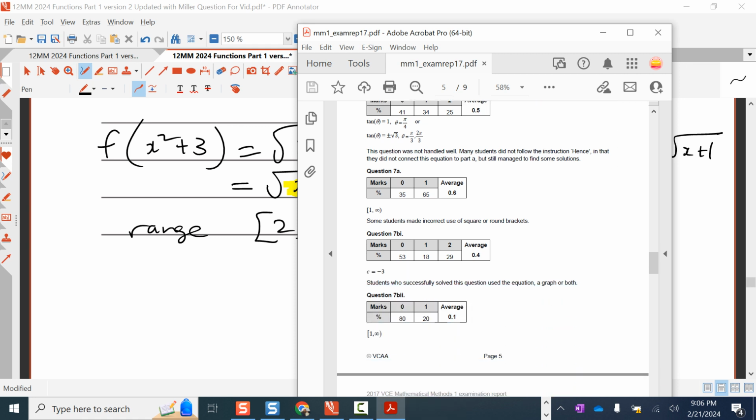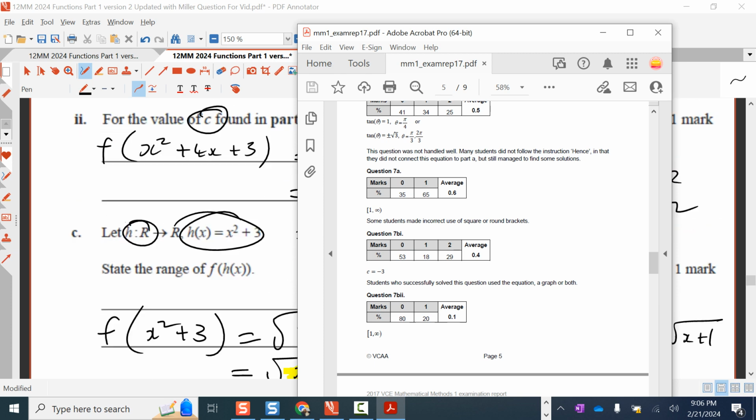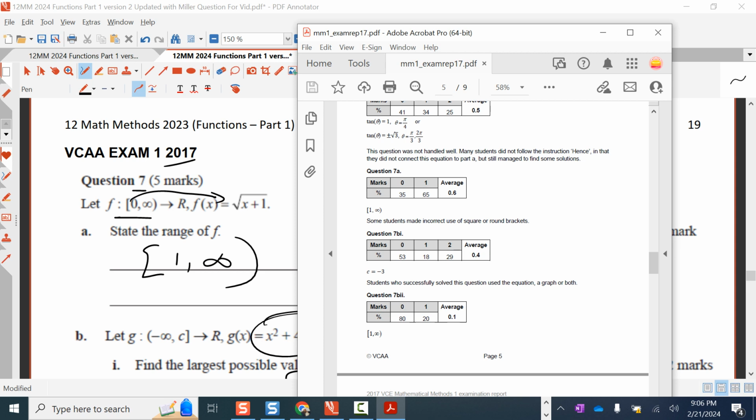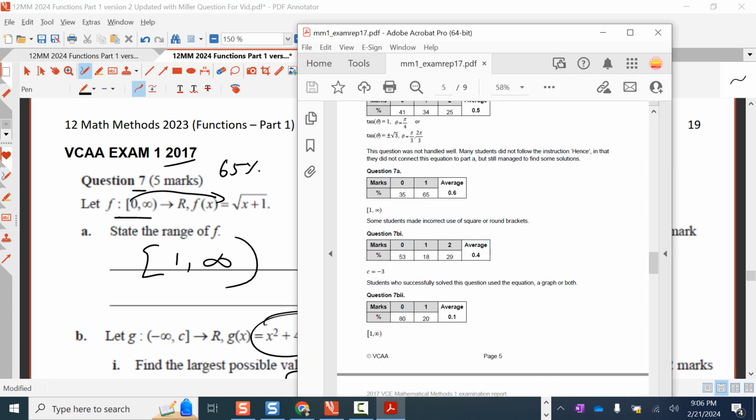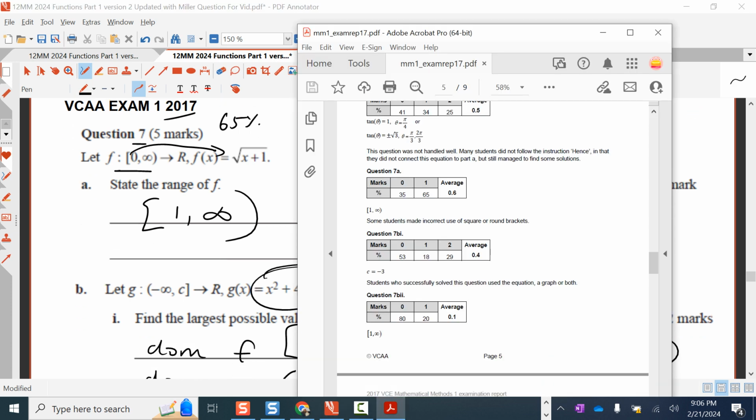So where is 7A? It starts fairly well, 65%. Okay, we're able to pick the range. So yeah, 65%, not bad. All right, and then we dip down.